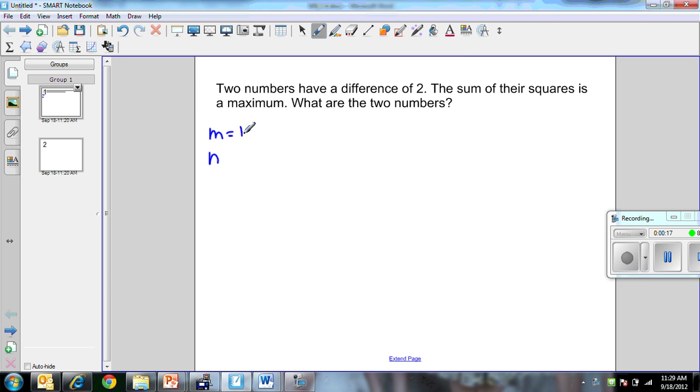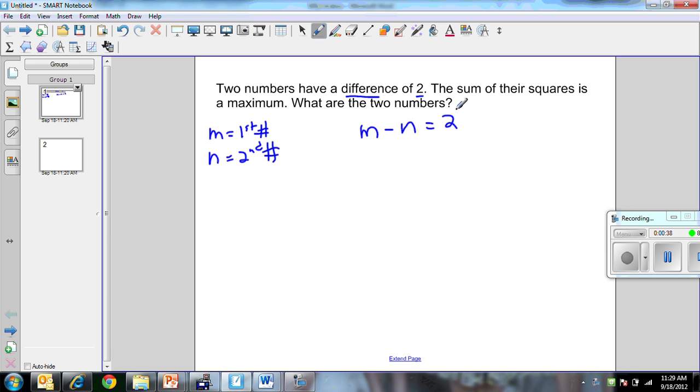So M will be the first number, and N will be the second number. Okay, if we look at the first sentence, this gives us enough information to make our first equation. So they have a difference, which means we're subtracting, of 2. So M minus N equals 2.